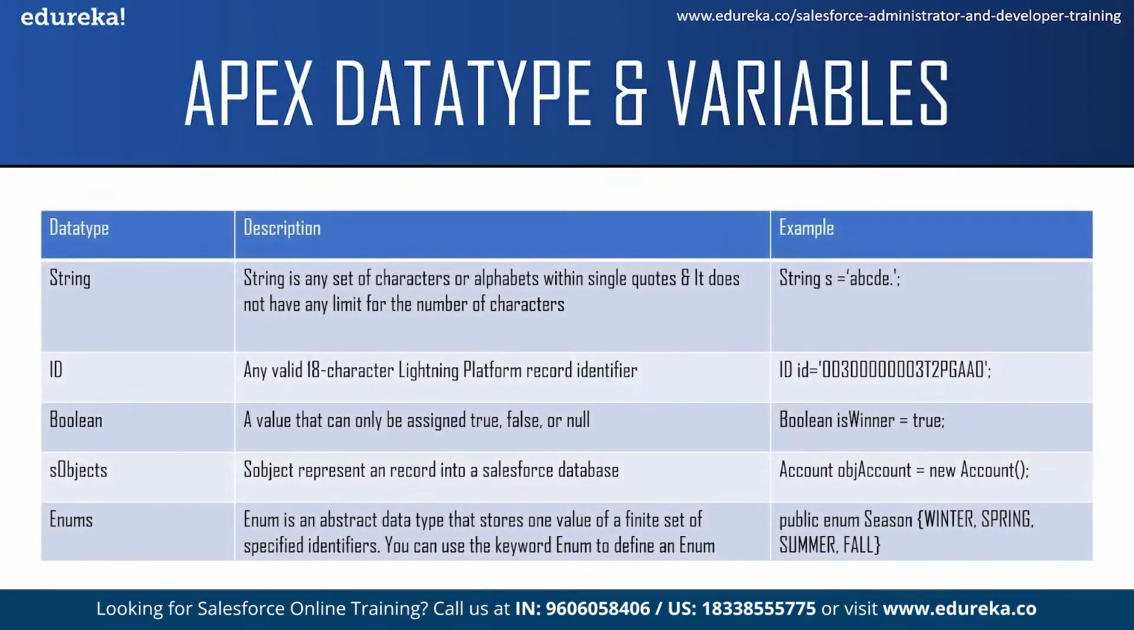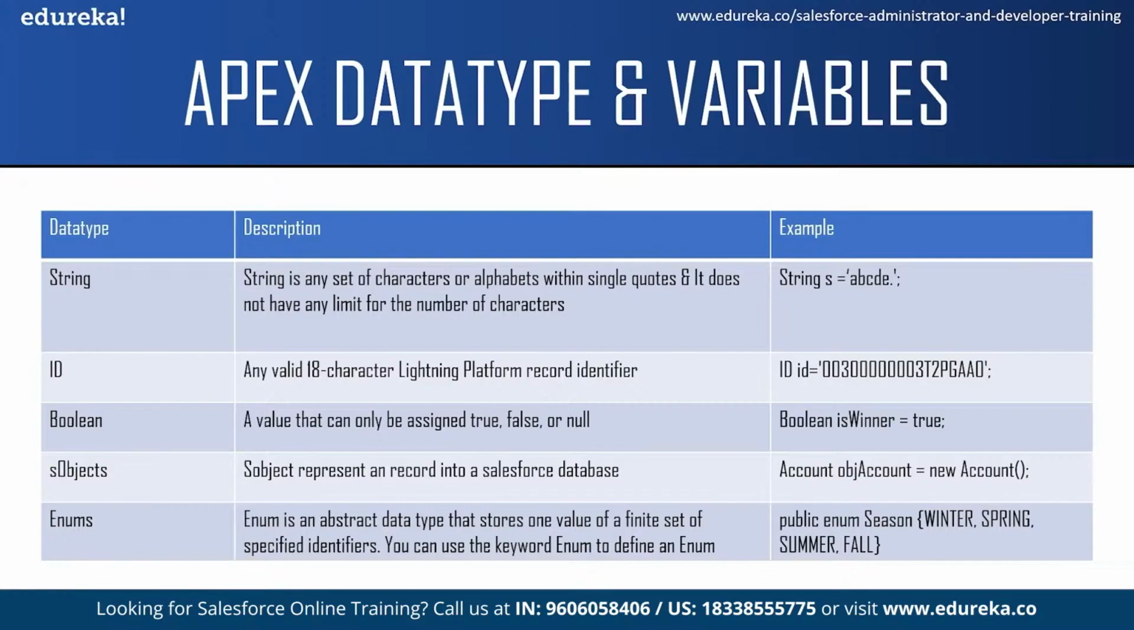After this, our next data type is the string data type. Now, string is any set of characters or alphabet within single quotes, and it does not have any limit for the number of characters. You can define a string data type with the keyword string followed by the variable, and you can write any number of characters over here. In the example, I've written ABCDE.